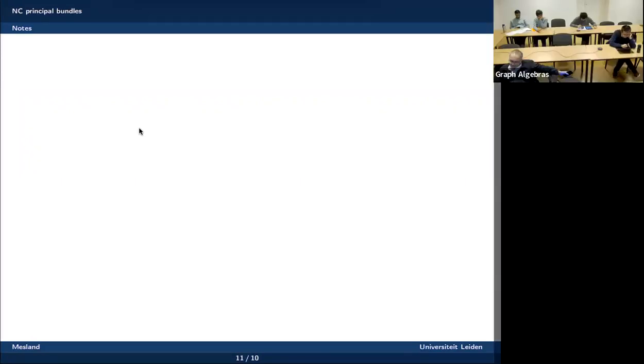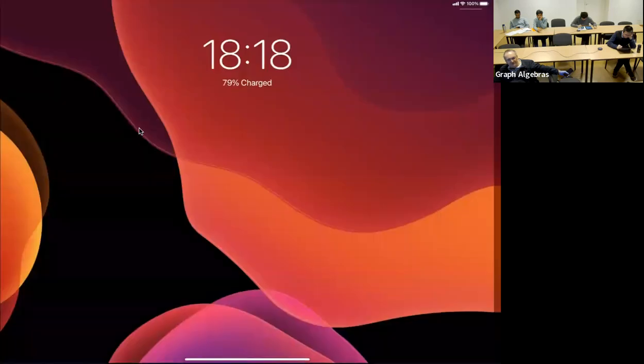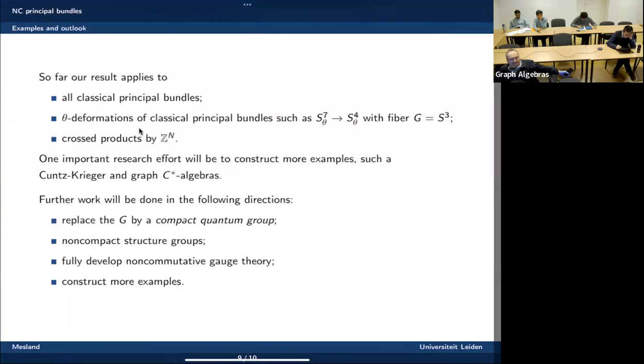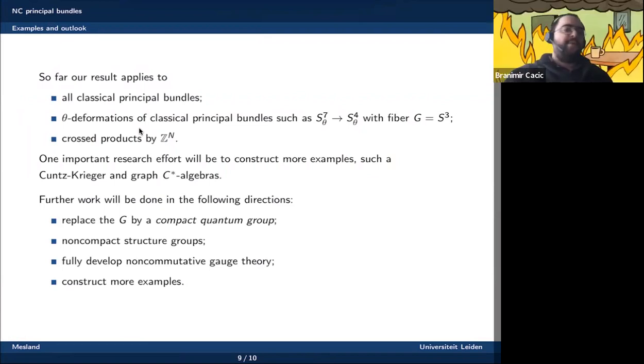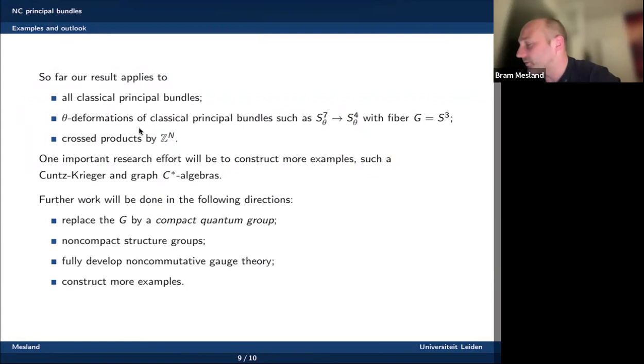Okay. And can you show me again the slide with a list of types of principal bundles that you can handle? Yeah, so classical, yes. Classical, theta deformations, and cross products by Z^n, under a sort of metric equivariance condition. Of course, there are always conditions here.